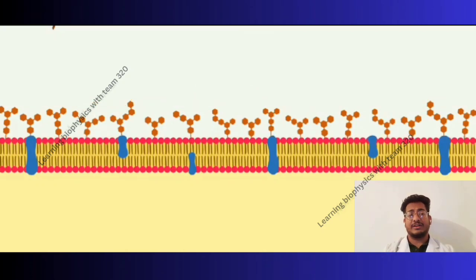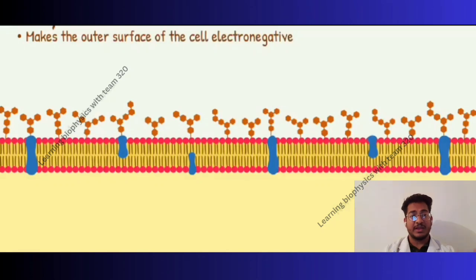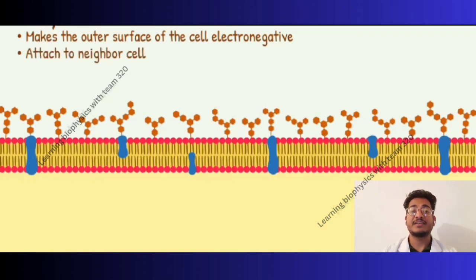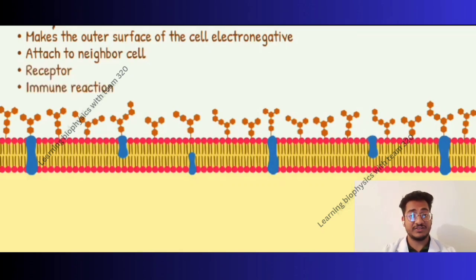The functions of the carbohydrates are as follows. Most carbohydrates have a negative charge and make the outer surface of the cell electronegative, which repels other negatively charged objects. Second, neighboring cells may get attached to one another through the glycocalyx. They may serve receptor functions, and finally they may be involved in immune reactions. So this is all about the cell membrane.